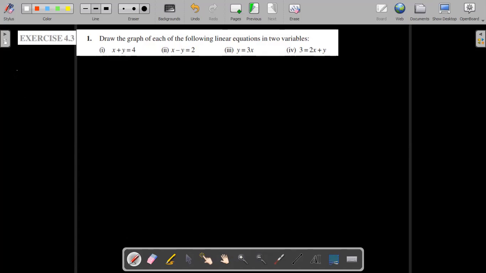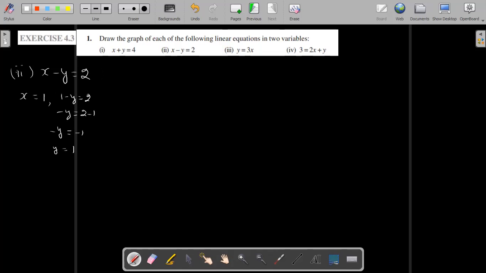We can find the points. As I told you, you have to find 3 points, but I can find only 2 points because you can make a mistake. So we will take 1, 2, 3. Sometimes we are getting negative values. Sometimes we are not. Taking x as 1, this will become 1 minus y is equal to 2, and minus y will be equal to 2 minus 1, so that is equal to 1. Minus y is equal to 1.